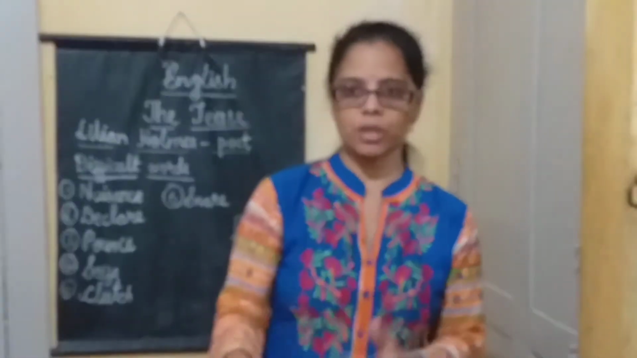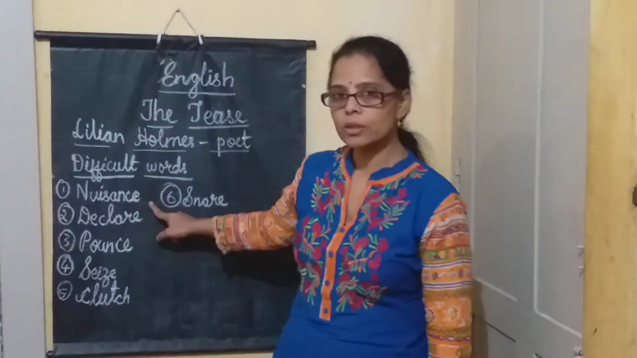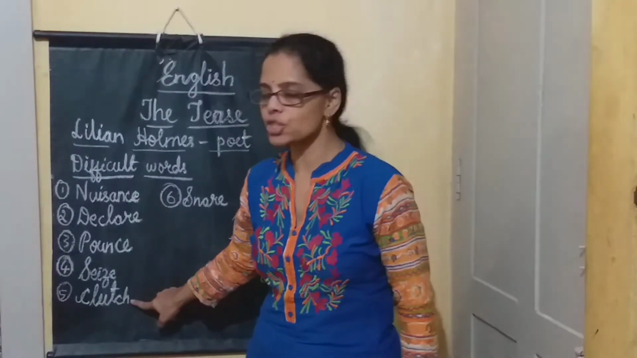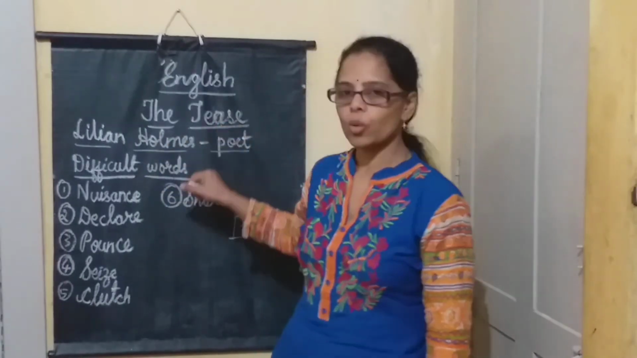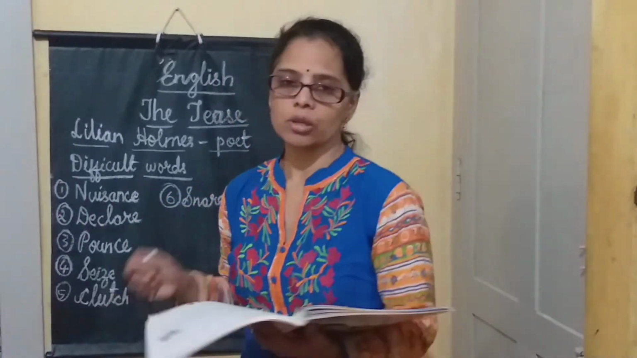Okay, what you have to do is, I have just written some new words also. The first word is nuisance, declare, pounce, seize, clutch, snare. And the name of the poet is Lillian Holmes. So what you have to do is, you just open your textbooks. I have read the poem also. You listen to the pronunciation properly. You have to read it, and you practice those difficult words, and meanings are also given in the textbook. I will give you the notes also properly.